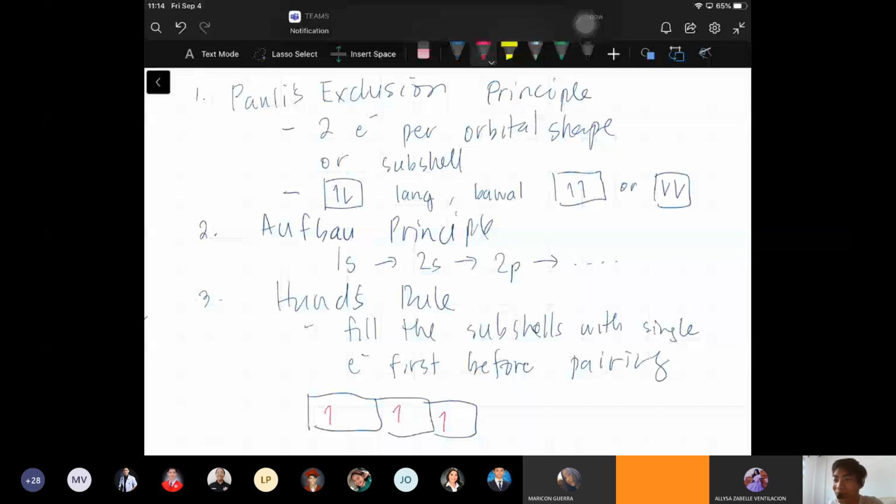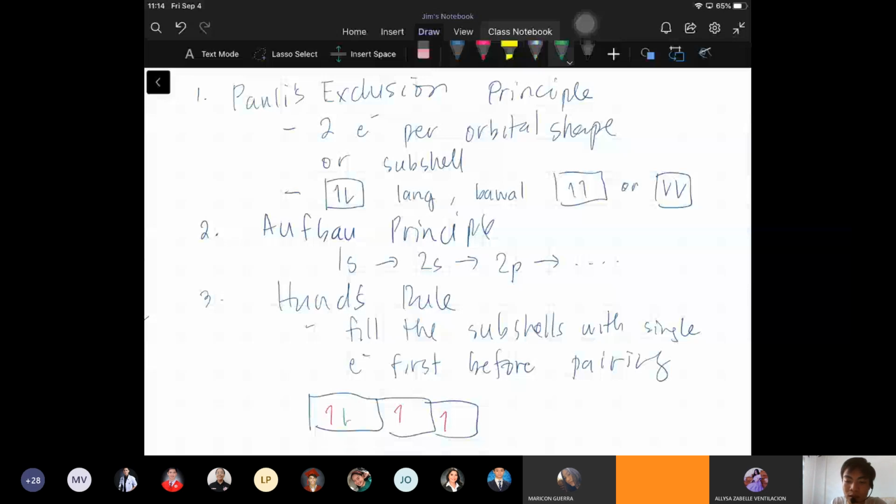Okay, so ganun ha. For Hunt's rule, anong gagawin natin? We fill out the subshells, no? Tig-isang electron muna, single electrons muna, before we pair them, no? Usually, yung nilalagay nating electrons is the up electron, yung positive 1/2, before we start with the down electrons or the negative 1/2. So, up muna bago down, then left to right yung movement.